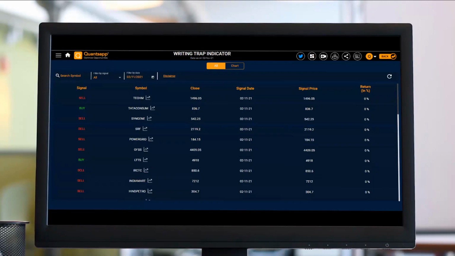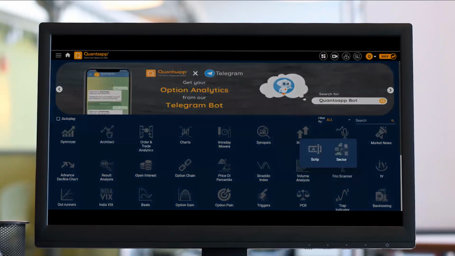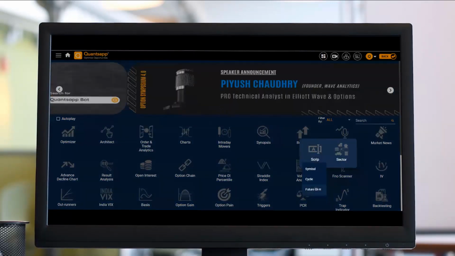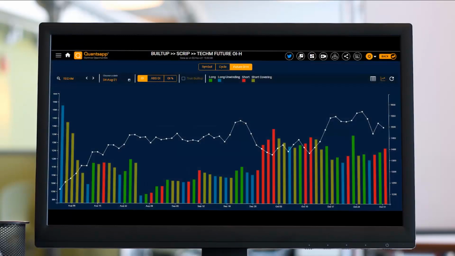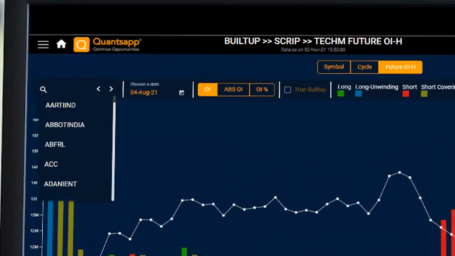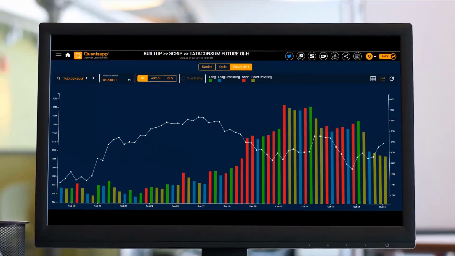Because I don't want to participate in such a move where everything is negative. So I will go ahead and check the strength of the stock I am about to pick up from Future OI Historical. So I am here to check the historical strength of my instrument, and I can use it one by one. Let's say Tata Consumers. I'll get to see on what day what build-up was witnessed. Green color bars show long build-up, red color bars show short build-up, and yellow color bars show short covering moves.